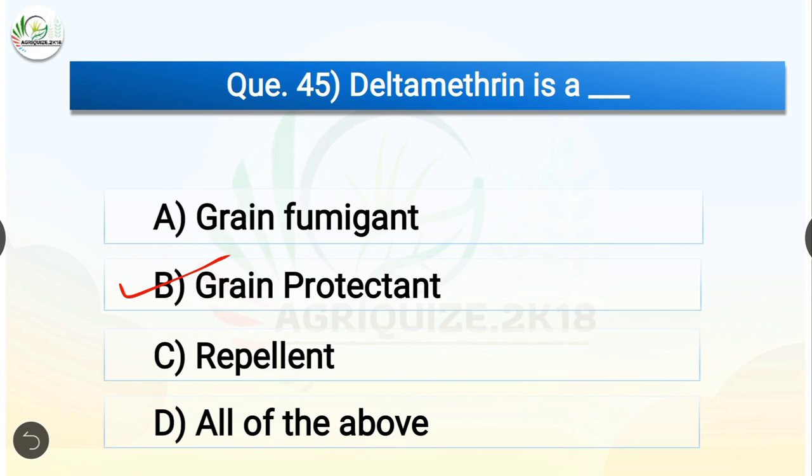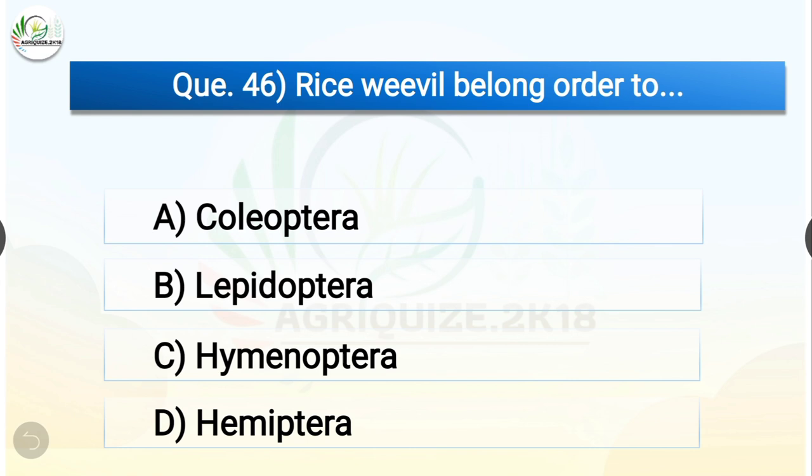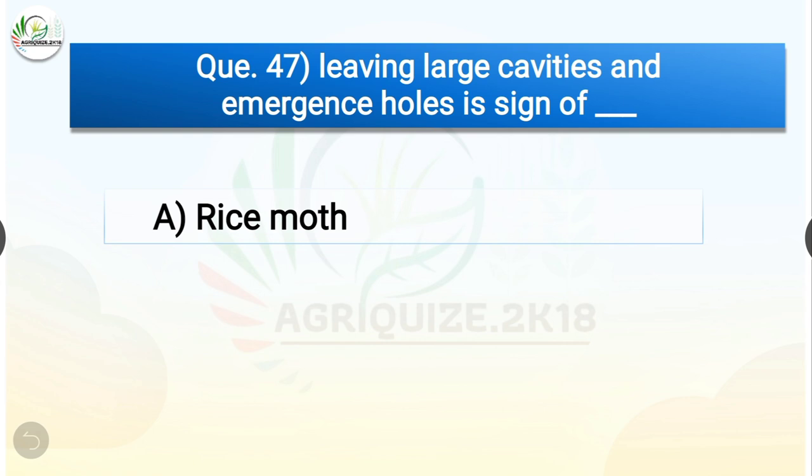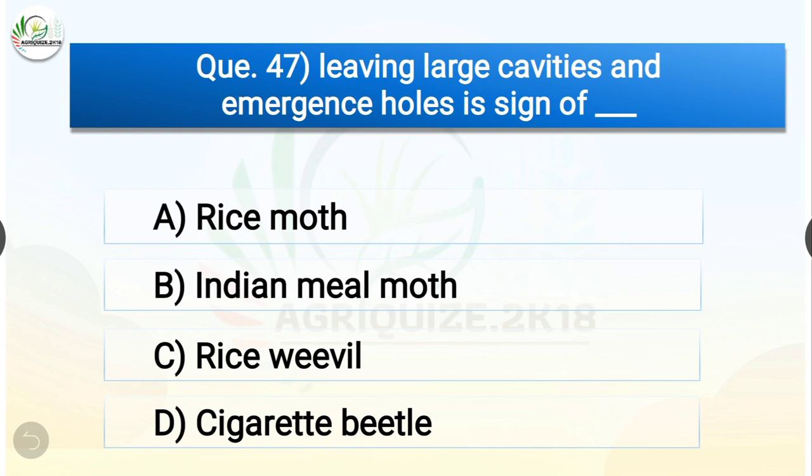Question number 46. Rice weevil belongs to order dash. The options are Coleoptera, Lepidoptera, Hymenoptera or Hemiptera. The correct answer is option A, Coleoptera. So rice weevil belongs to the order Coleoptera. Question number 47. Leaving large cavities and emergence holes is sign of dash. The options are rice moth, Indian meal moth, rice weevil or cigarette beetle. The correct answer is option C, rice weevil. So leaving large cavities and emergence holes is the sign of rice weevil.